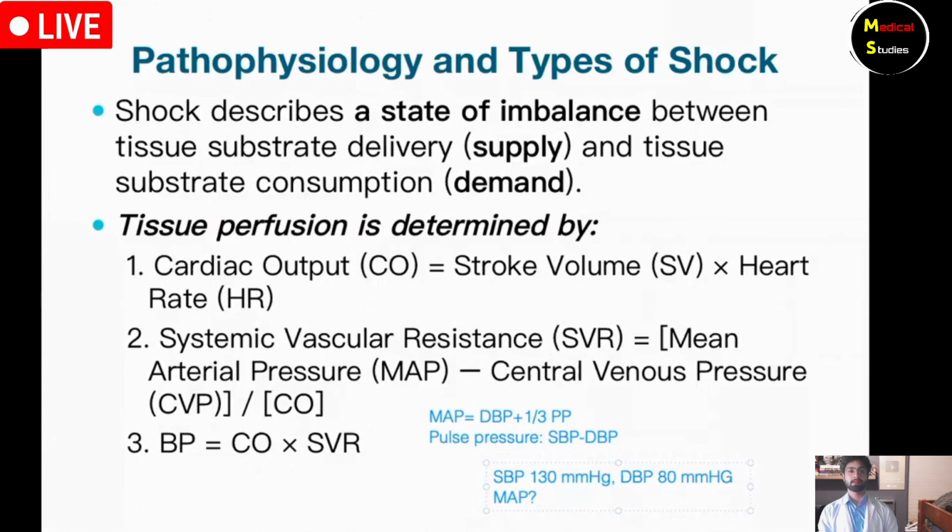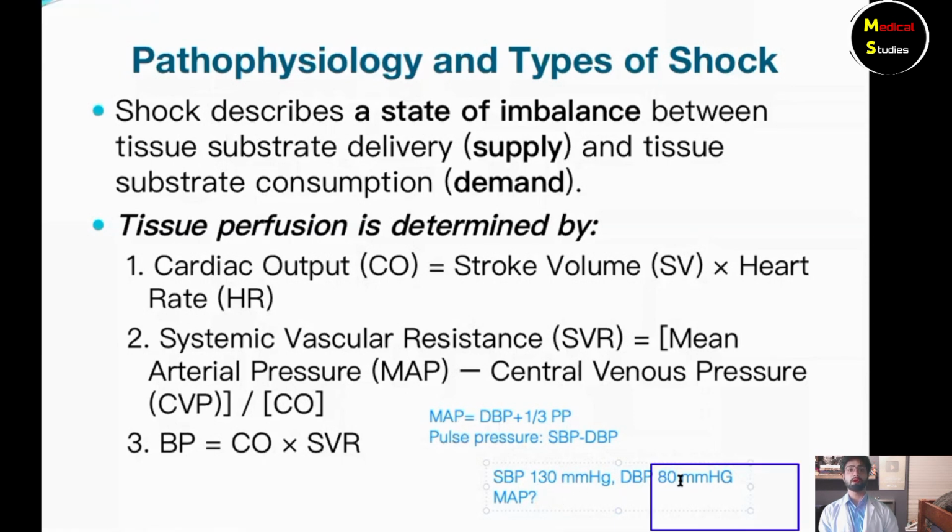SBP, systolic blood pressure, is 130. And if the same person's diastolic blood pressure is 80 millimeter of mercury, can you all calculate the mean arterial pressure for this person now? If you can, comment your answer in the comment section. Try to find out the mean arterial pressure of this person with the help of this formula.